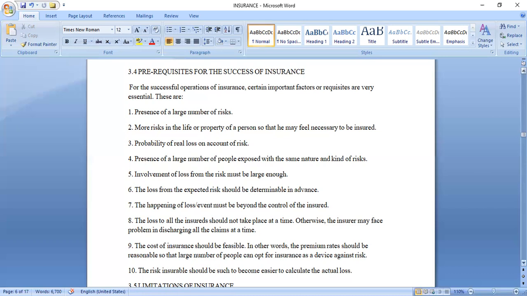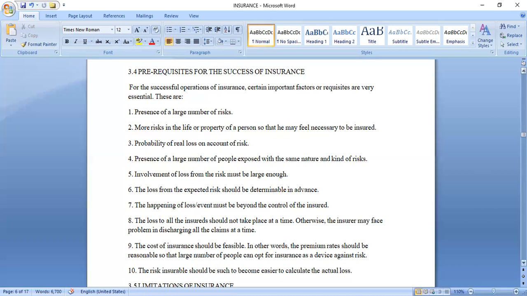Then, the presence of a large number of people exposed to the same nature and kind of risks. So they believe in large numbers, in having very many clients. The logic is that they are reducing losses, because when you have more clients as an insurance company, the probability of losses is minimized. If one person gets a loss, you repay, but the premiums paid by the many other clients will be able to offset the indemnity you have paid to the few clients who experienced the losses.